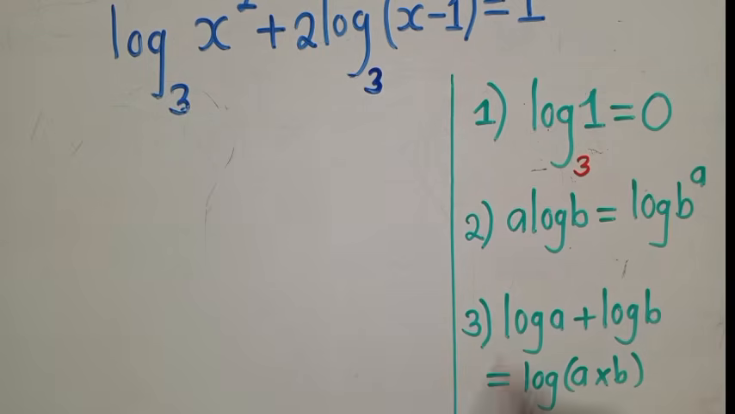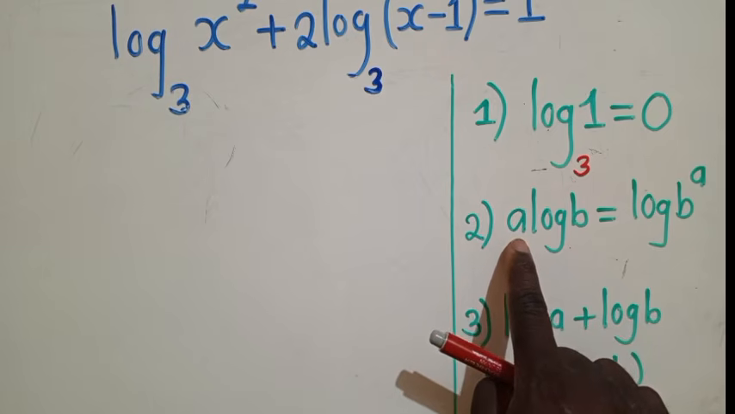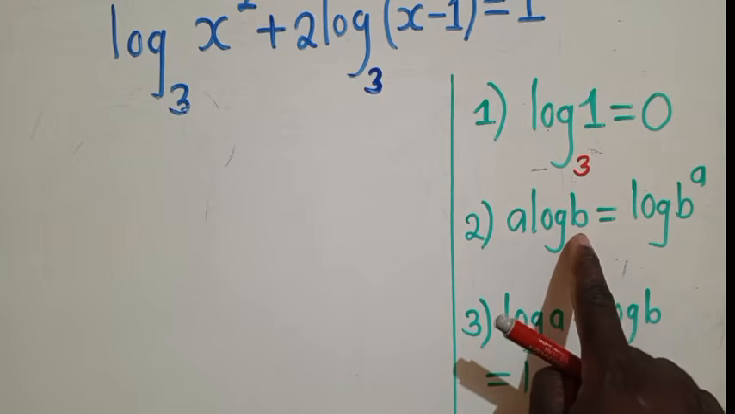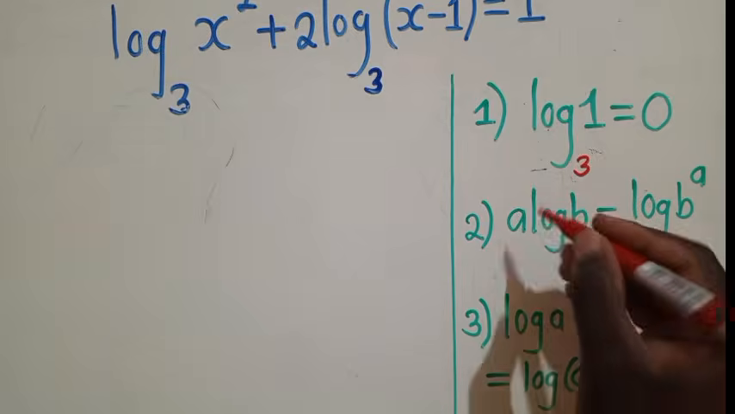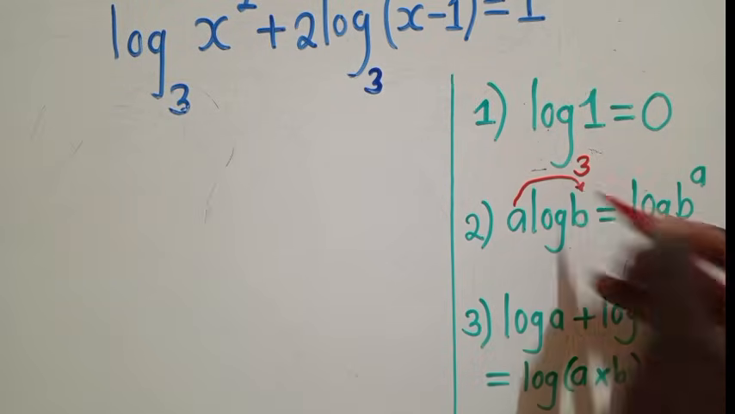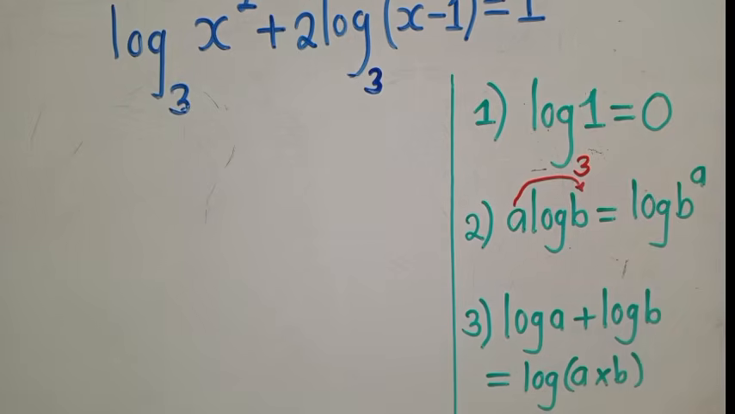The other property which we need to know is right over here. When we've got an entry in front of a log, so it is n log b, whatever element is here must become a power. It will come right here. For as long as it's in front of the log, it becomes a power. So this is the second property. The third property which we need to know is that when we are adding logs, so log of a plus log of b, these two will turn into multiplication. You just write log and then a times b. You multiply the entries which are inside here.